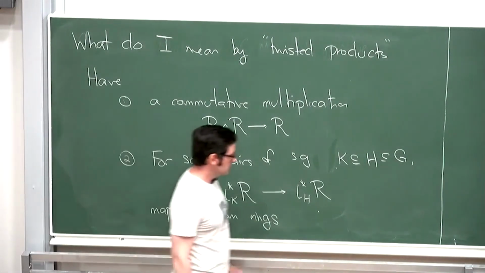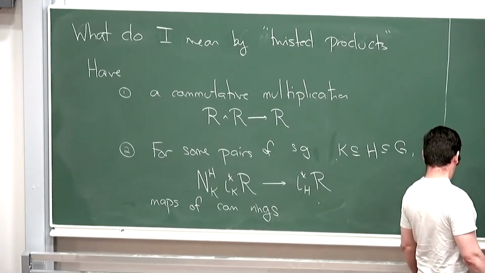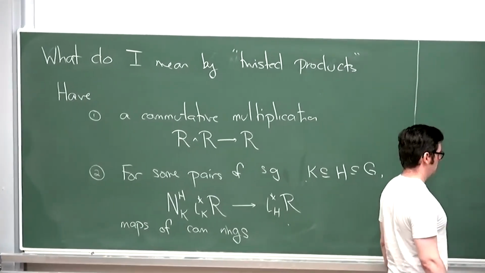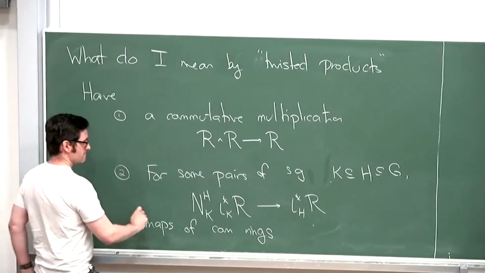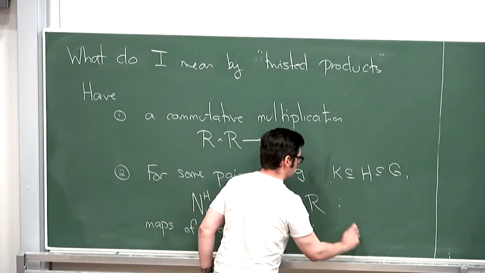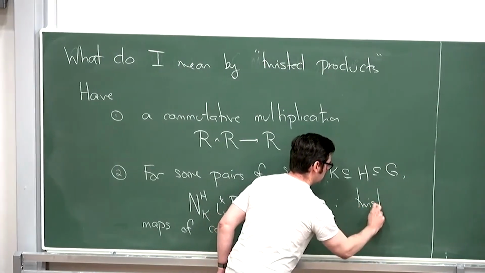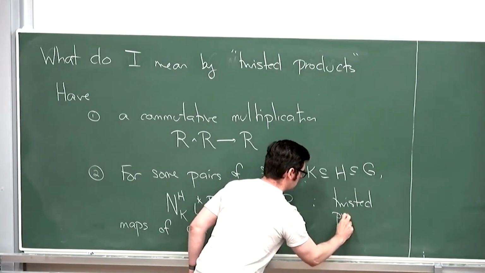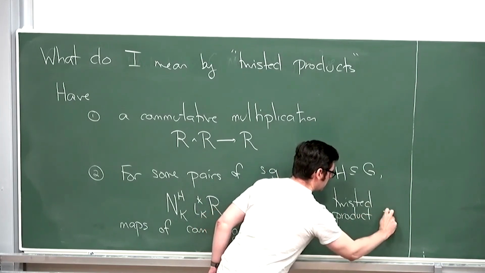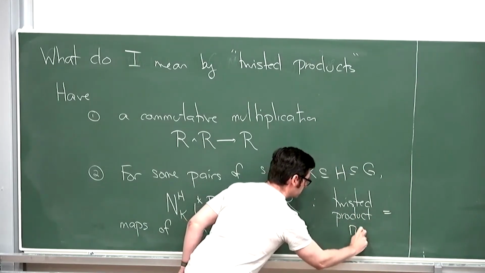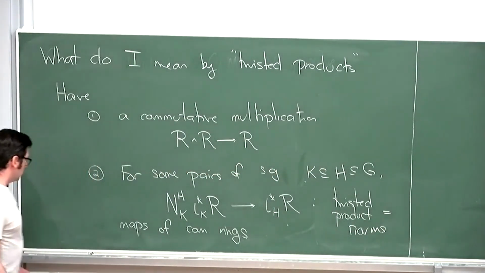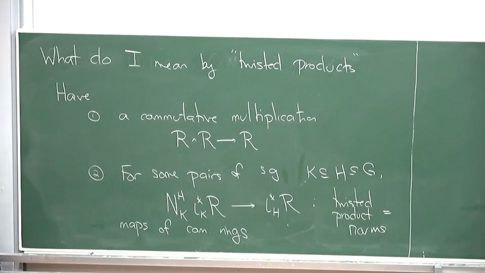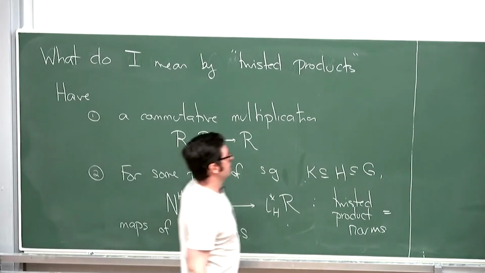Oh, I'll call this a norm map. This is going to be my twisted product, which I'll also usually slip up and call norms. So having one for the pair K into H gives me a lot of compatibility.